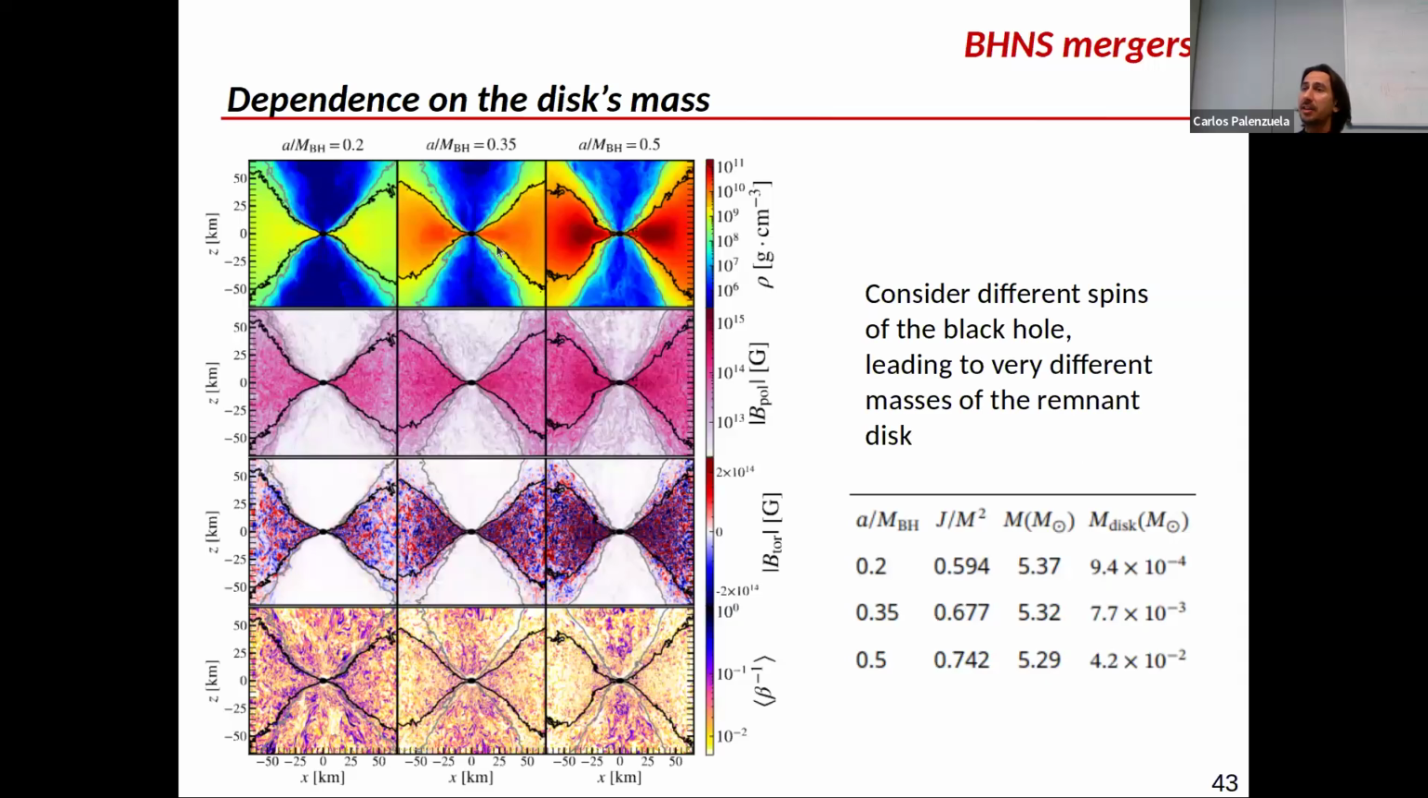We explore different cases, different spins of the black hole, that lead to different masses of the disk that range from 10 to the minus 3 to 5 times 10 to the minus 2. And here is the density, the poloidal component of the magnetic field, the toroidal component. You can see that it's very turbulent, again, at small scale.